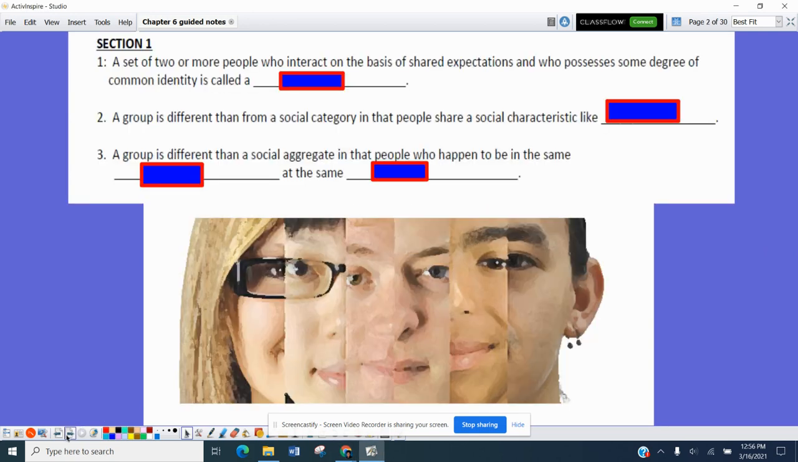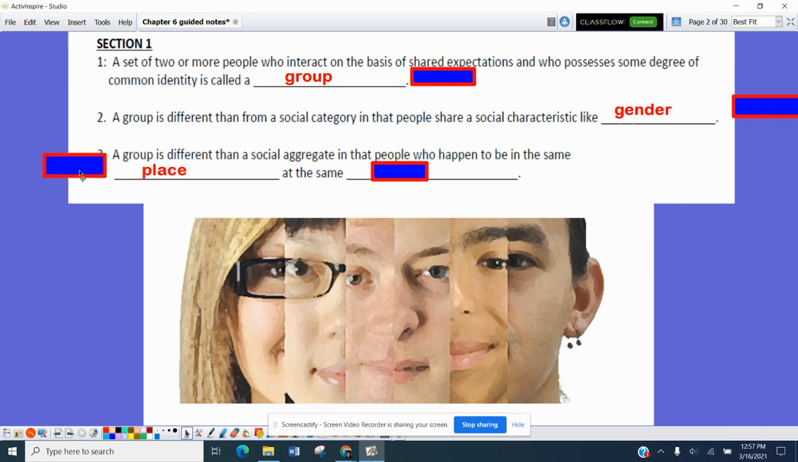Two or more people who interact on the basis of shared expectations and possess some degree of common identity is known as a group. A group is different from a social category in that people in a group typically share a social characteristic, like gender. A group is different from a social aggregate, in that people who happen to be in the same place at the same time just happen to be somewhat together.